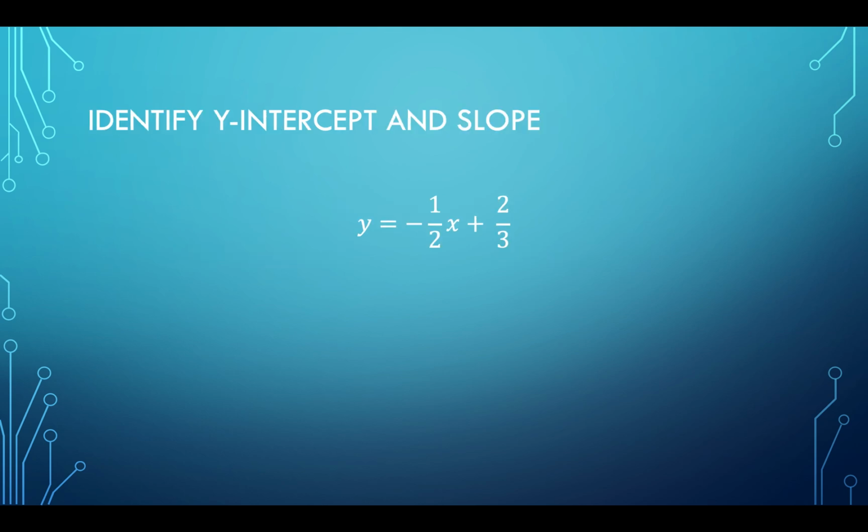So in this problem over here, we're going to identify the y-intercept and the slope. I give you y is equal to negative 1/2 x plus 2/3. All I'm looking for in a problem like this is for you to tell me what your y-intercept is and what your slope is. So your slope is negative 1/2. What's important is as long as there's a negative in front of here, you have to include that. So our slope is negative 1/2 and our y-intercept is 2/3.